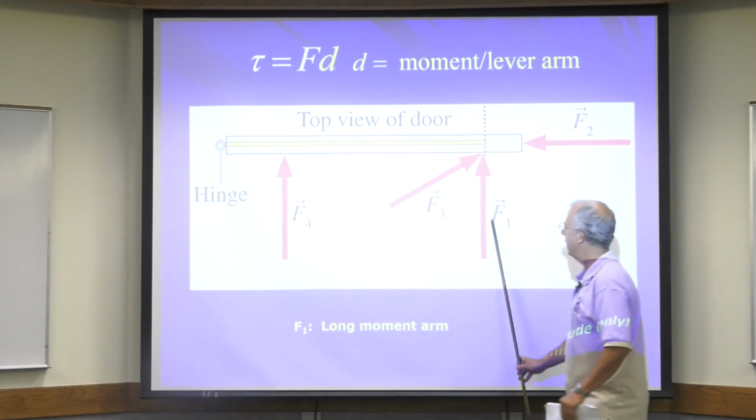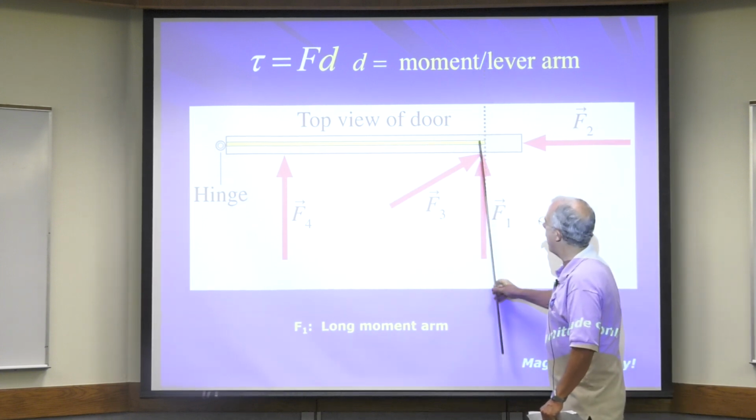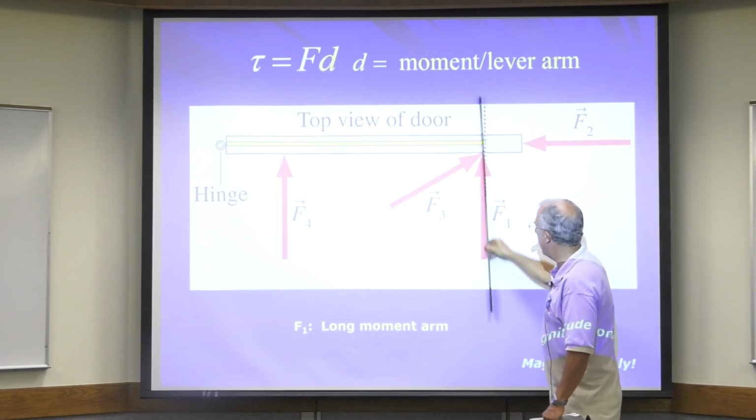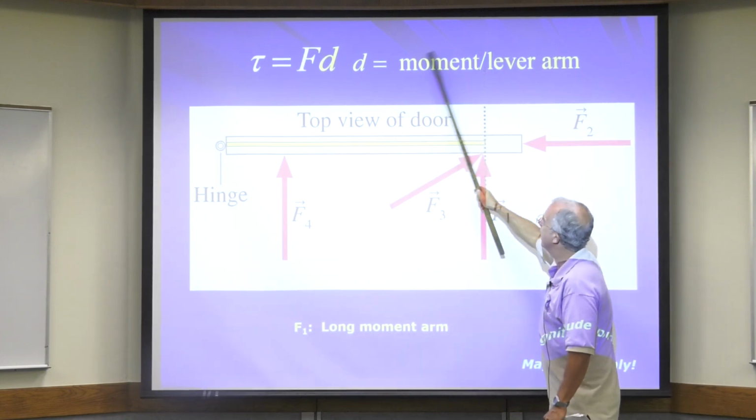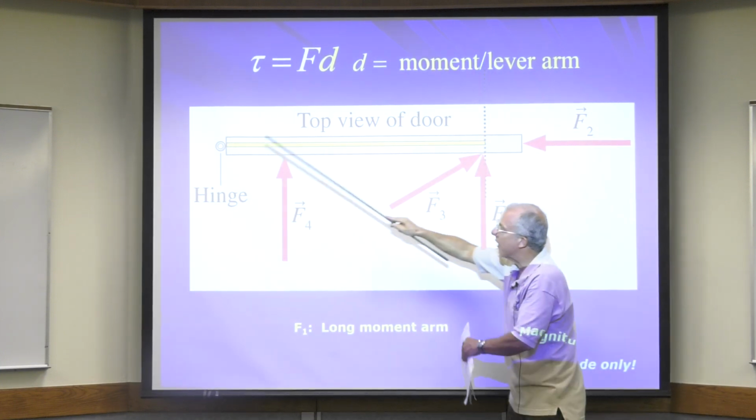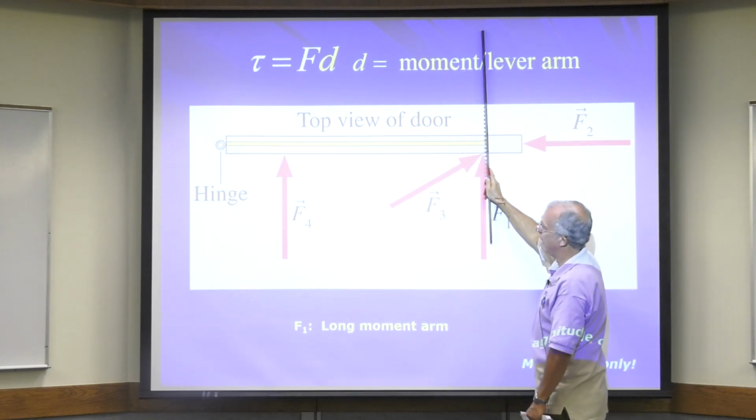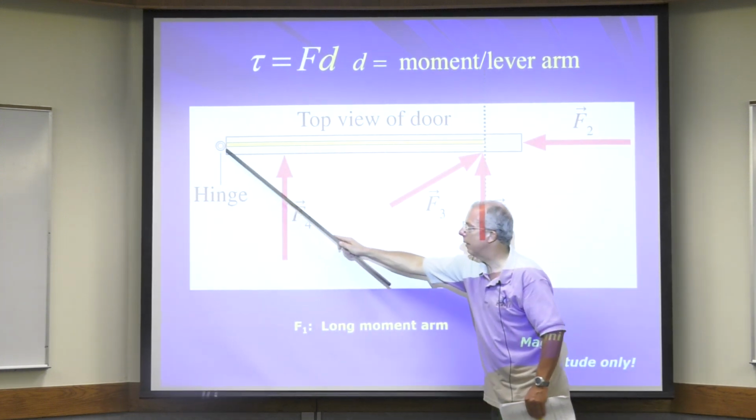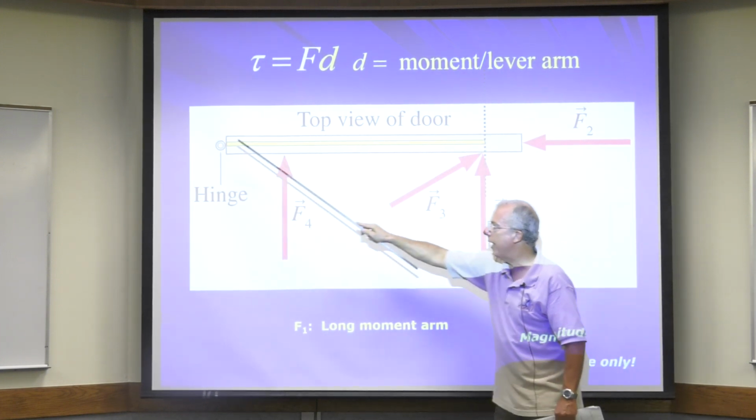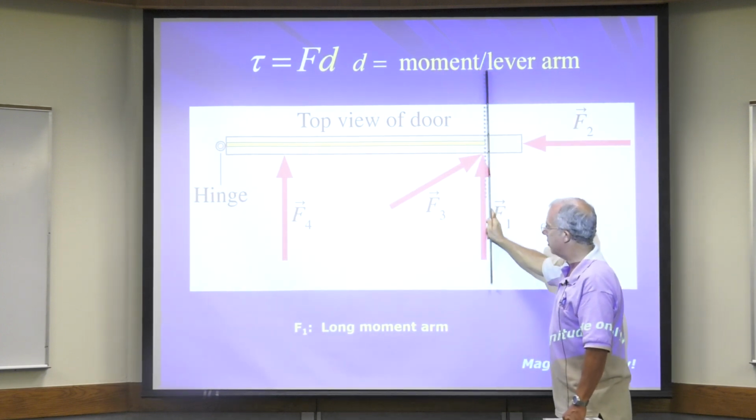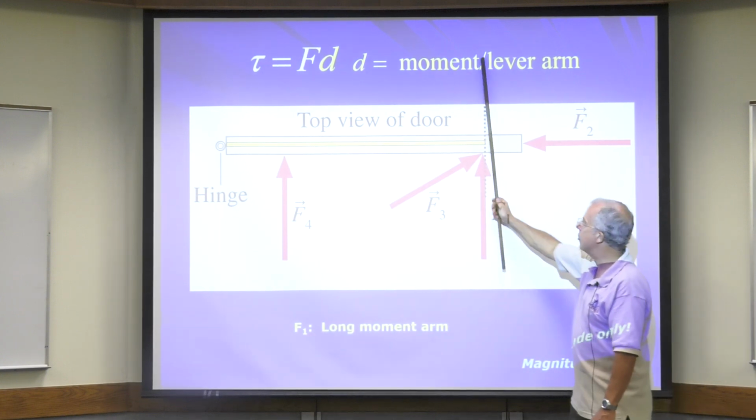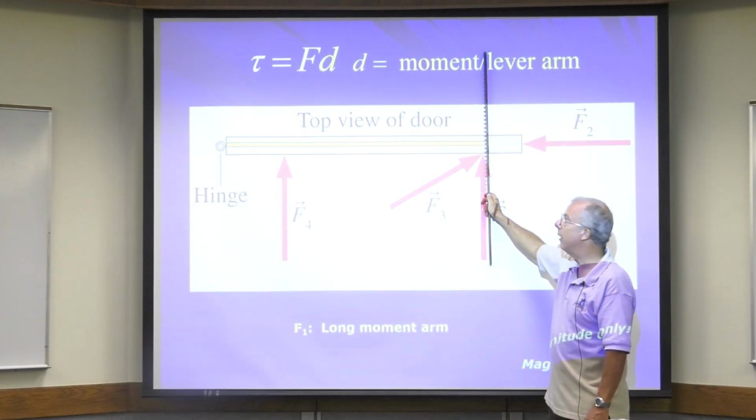F1 is this. You just extend it as far as you need. I call this the force line. The lever arm is the perpendicular distance from the axis of rotation to the force line. So it's this. You can see that F1 has a really long lever arm, or moment arm. That's why it's easy to open a door there. Long lever arm.